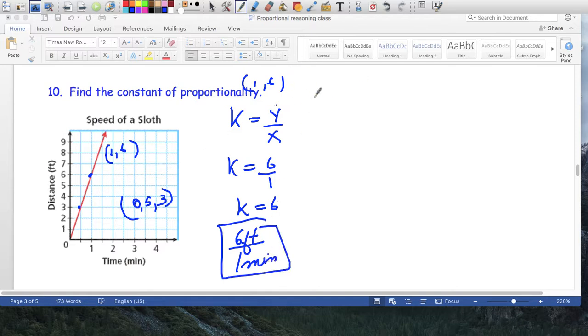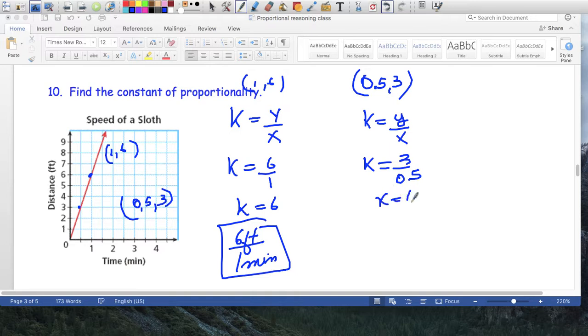If you were to choose another point, 0.5 and 3, and if you didn't have 1 and 6, you would do the same. So you get k equals y over x, and k, our constant of proportionality, is y, which is 3, over x, 0.5. And k is 6. So notice that they are the same. And if you write that in terms of unit rate, k equals 6 means that 6, which represents the y value, is the distance, 6 feet over 1 minute.